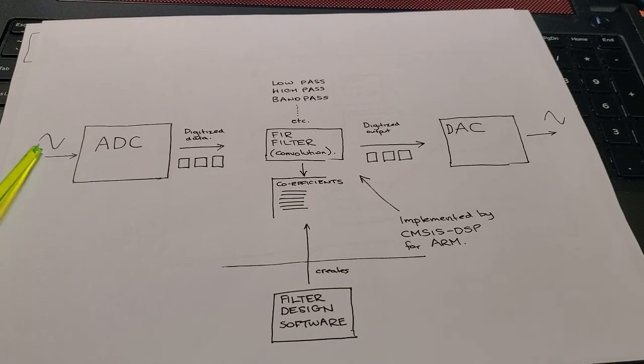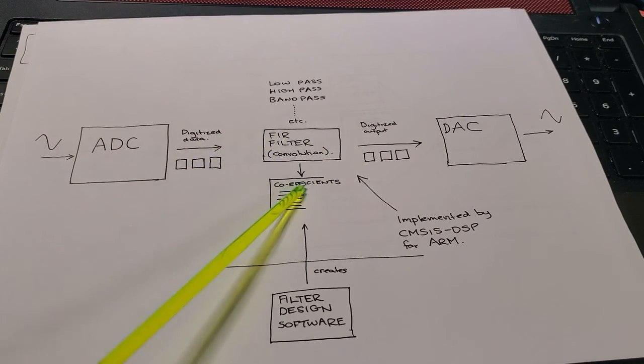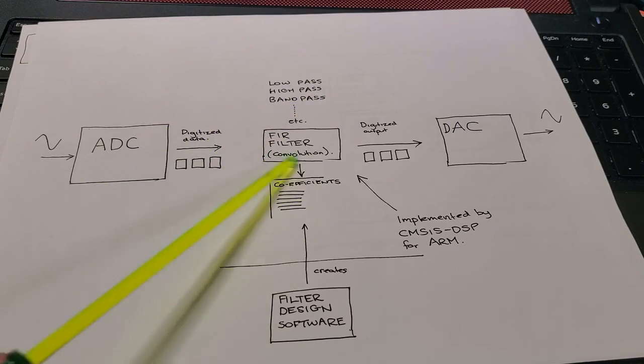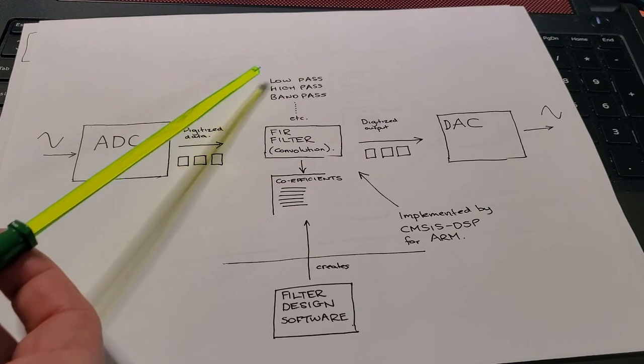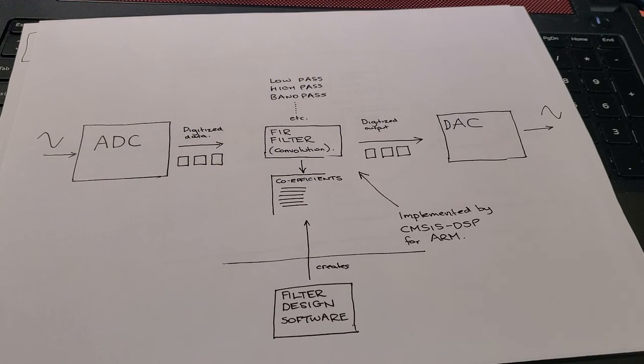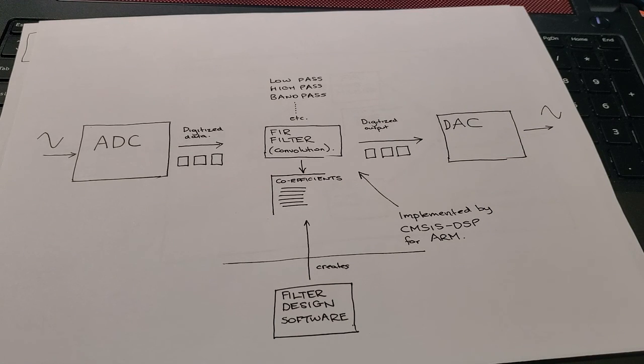So basically the flow is you have an input waveform, passes through the finite impulse response filter, and that filter is configured through coefficients, and that defines how the filter behaves: low pass filter, high pass filter, band pass filter, and then finally the digitized output is passed to the digital analog converter out of the other side.